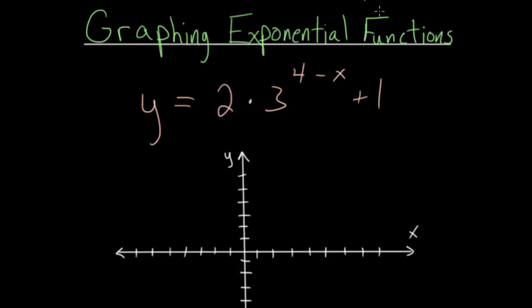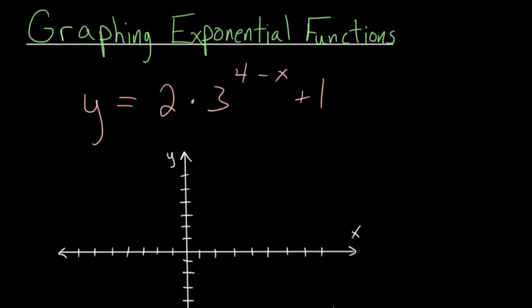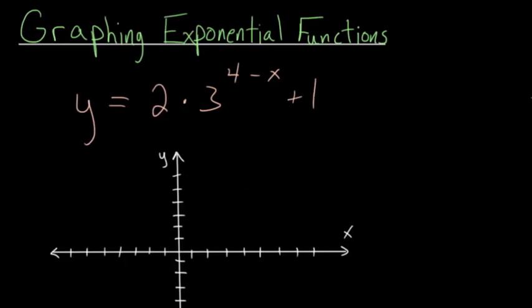For this video, we're going to look at a couple more advanced examples of graphing exponential functions. So with this equation, y is equal to 2 times 3 to the 4 minus x, plus 1, notice that we're subtracting x on the inside. So the very first thing I'm going to do is rewrite this by factoring out the negative 1.